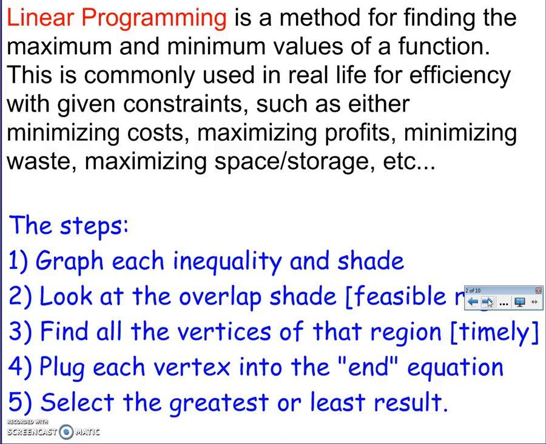The steps here are similar to what we've done before. You're going to graph each inequality and shade, find the overlap, that's the feasible region, and find all the vertices of that region. That takes a long time, but we'll be using Desmos, so it gives all the points right away. Then we have to plug each vertex into the final equation, and select the greatest or the least result.